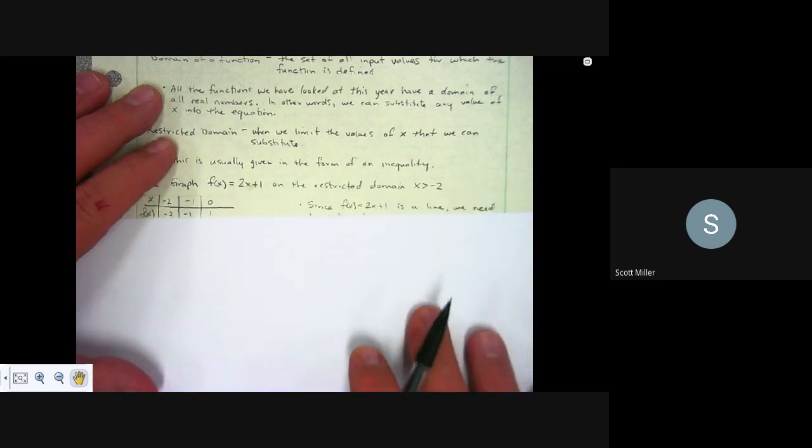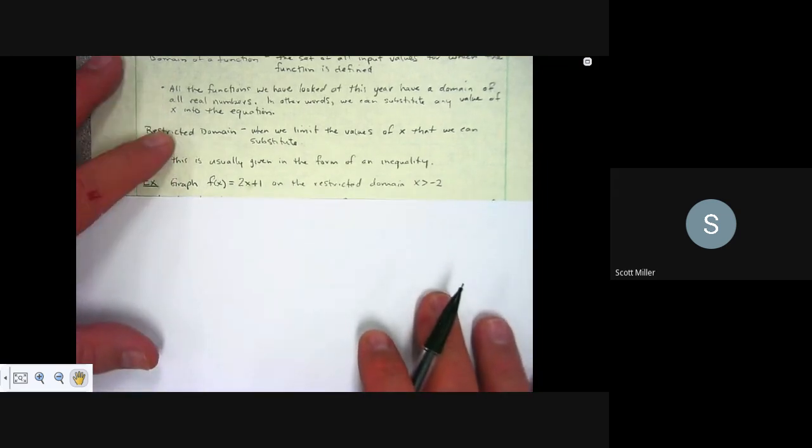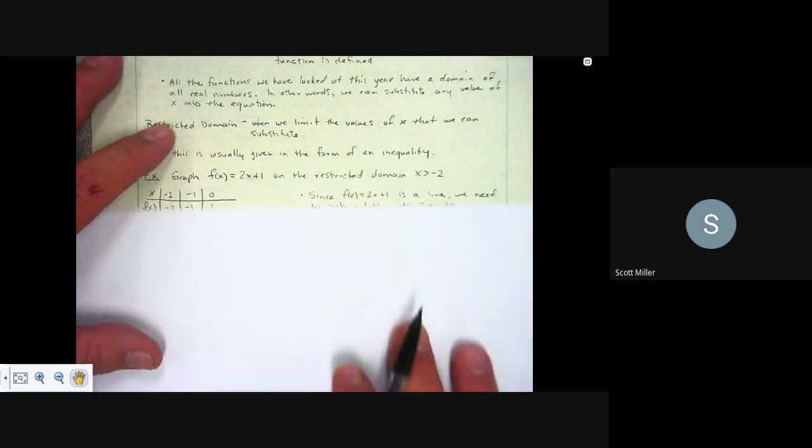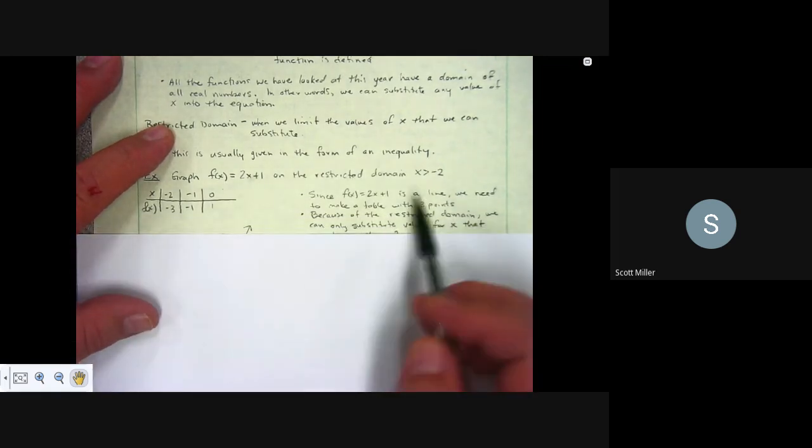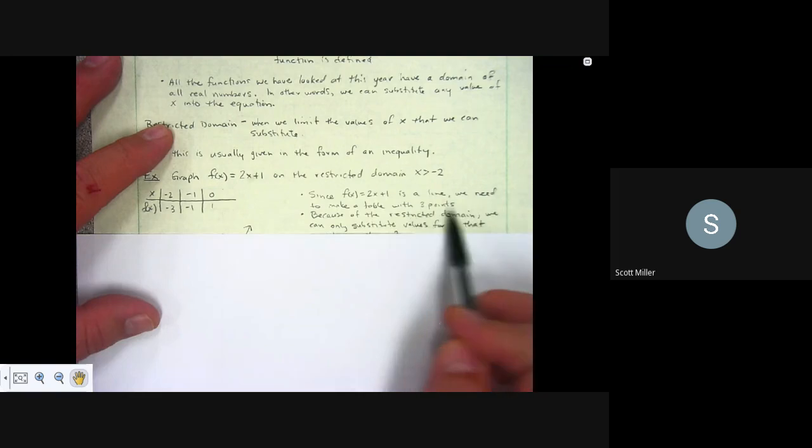Kind of like, well, you haven't had that word yet, so let's just take a look at it. But how do I do this? Well, like normal, you're going to graph, make a table. It's one of the reasons why I have you make a table. Since it's a line, we're going to make a table with 3 points in it.